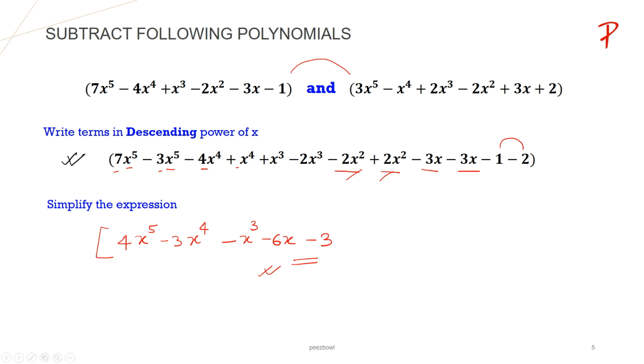So this is how we perform subtraction on any two polynomials. Okay, I hope you understood the concept. In my next video I will bring more such examples where you need to perform subtraction on two polynomials.